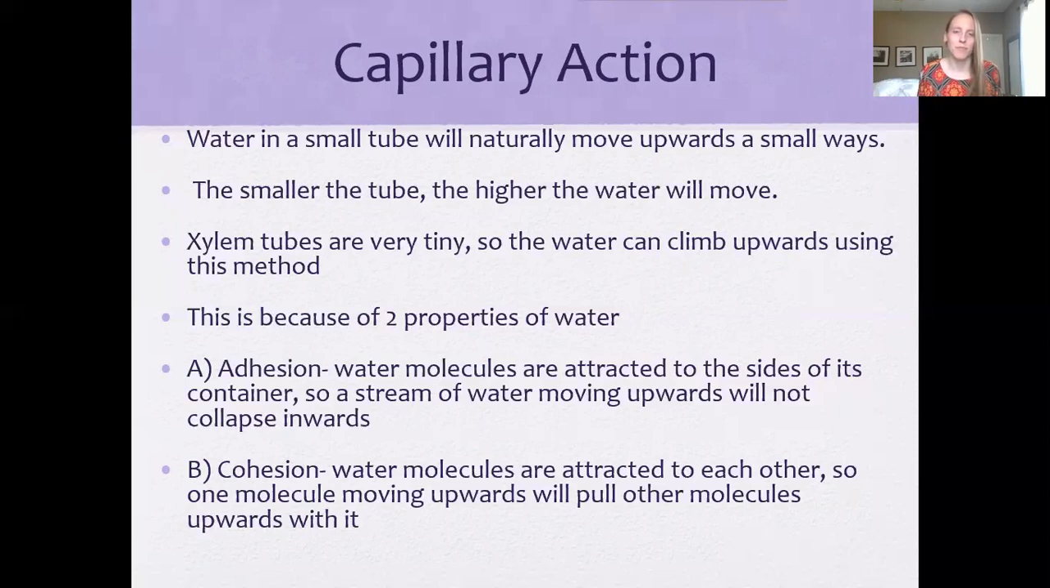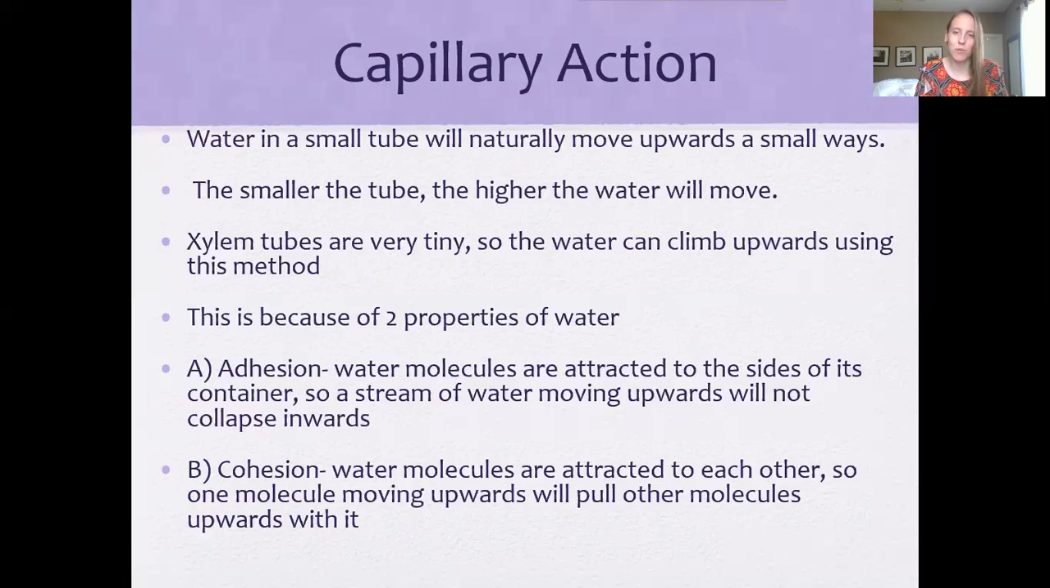into that paper towel. The xylem tubes are very, very tiny. To really see the hole itself, you would need a microscope. And so water can climb upwards using that. And that's because of two different properties of water, adhesion and cohesion.